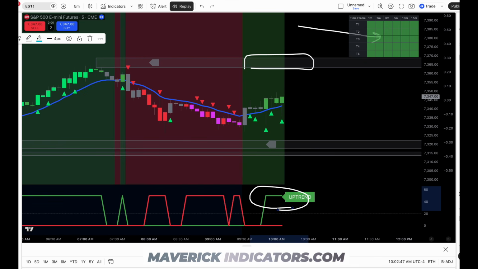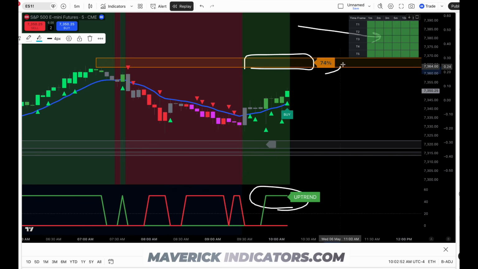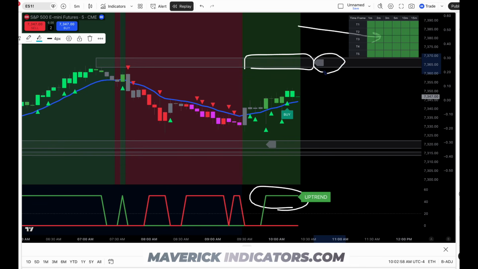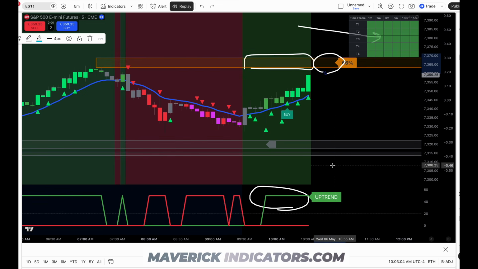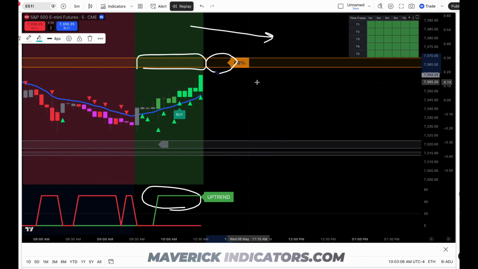We're still above the Maverick guide. Buy signal, love seeing that. We're starting to get a score here, 74% chance. Ooh, bright green candles, I like seeing this. Let the data catch up. And it continues to the upside, okay? This has got to move.